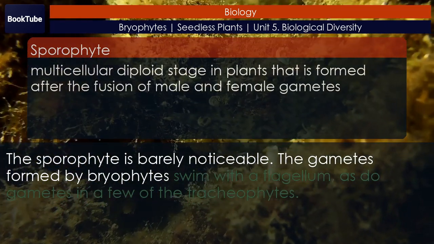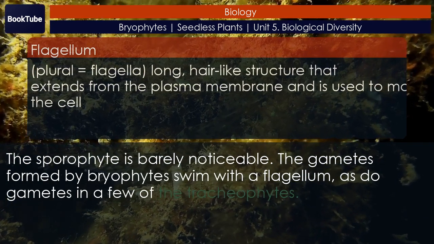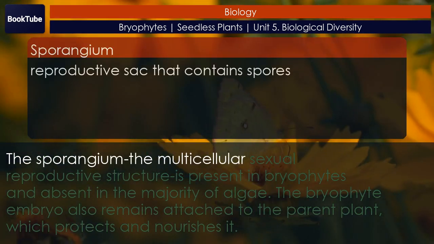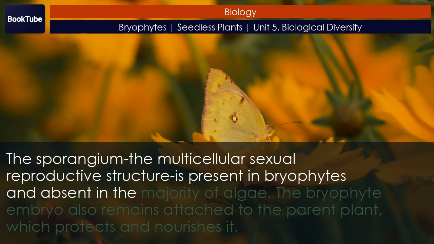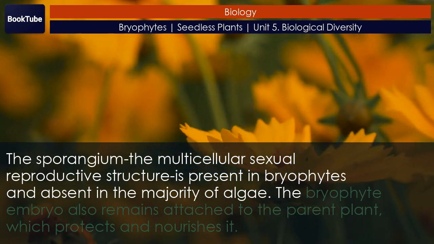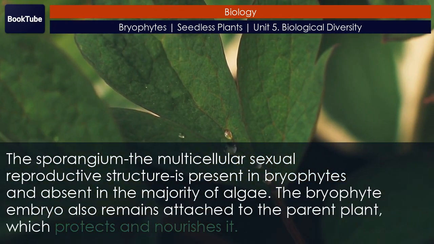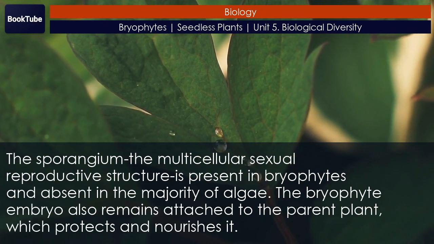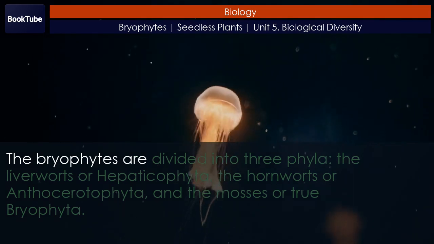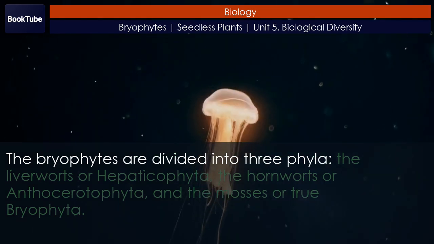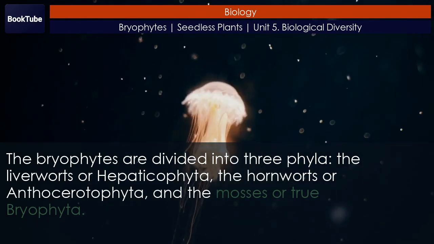The gametes formed by bryophytes swim with a flagellum, as do gametes in a few of the tracheophytes. The sporangium, the multicellular sexual reproductive structure, is present in bryophytes and absent in the majority of algae. The bryophyte embryo also remains attached to the parent plant, which protects and nourishes it. This is a characteristic of land plants. The bryophytes are divided into three phyla: the liverworts or Hepaticophyta, the hornworts or Anthocerotophyta, and the mosses or true Bryophyta.